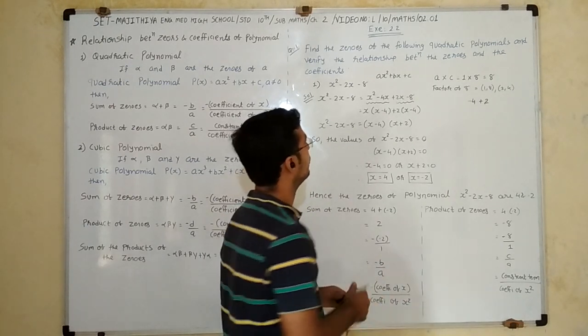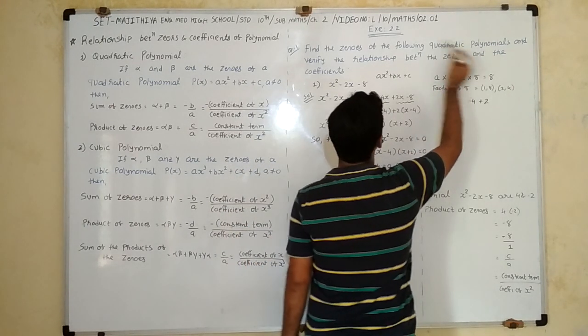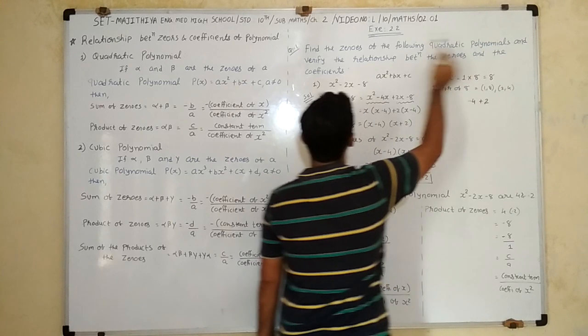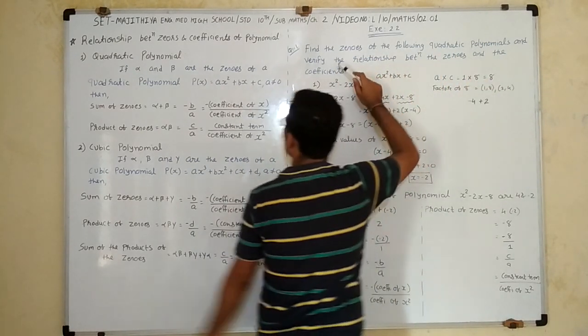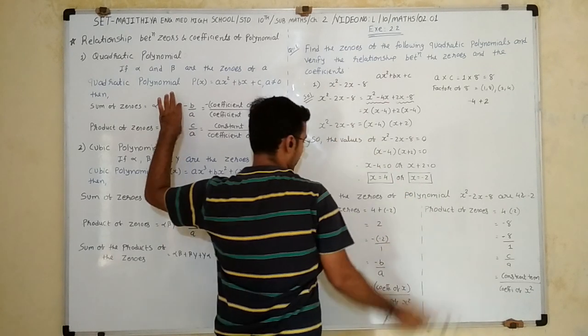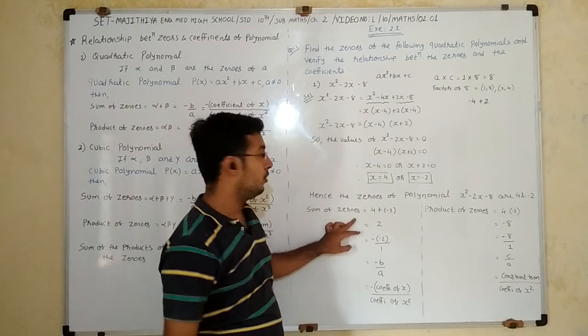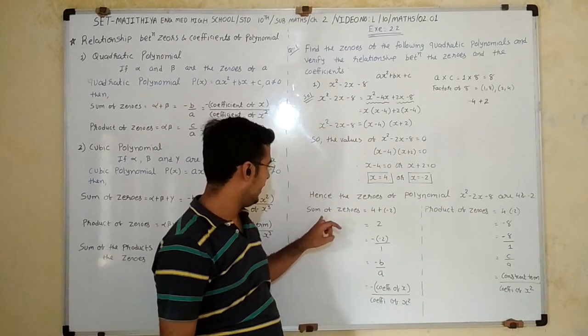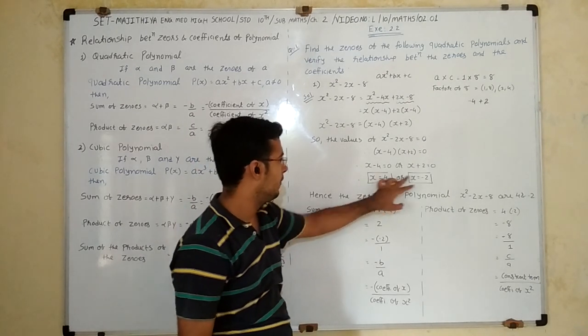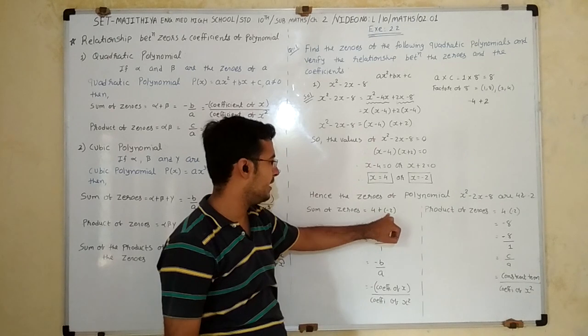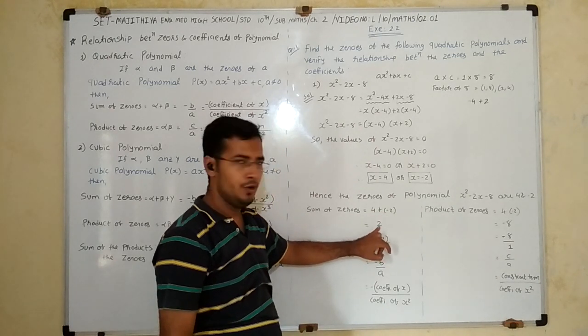Now what we have to do: I just found the zeros of the quadratic polynomial. Now we have to verify the relationship between the zeros and the coefficients using these formulas. The sum of zeros: I have two zeros, so I just add them. 4 plus minus 2, plus minus minus, so 4 minus 2 is 2.